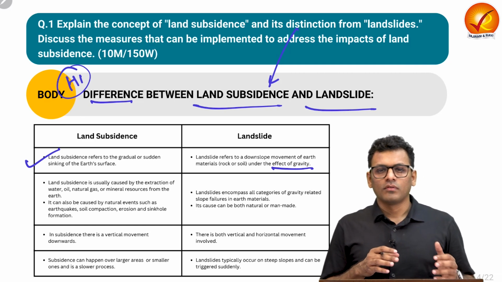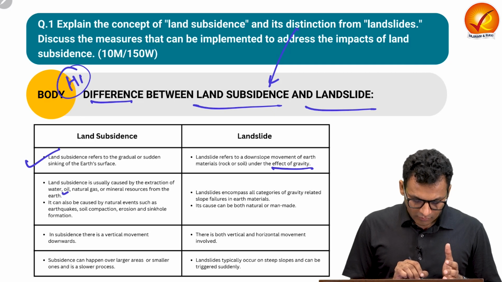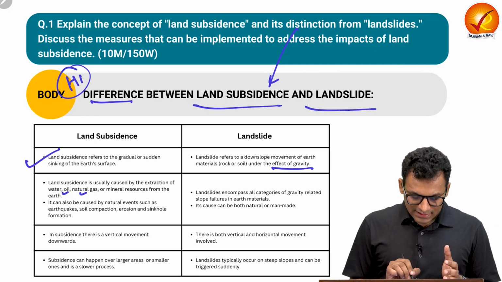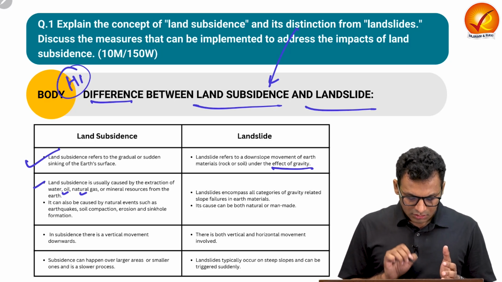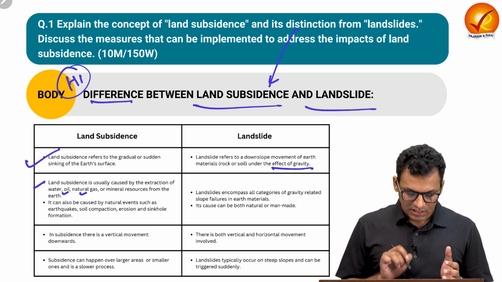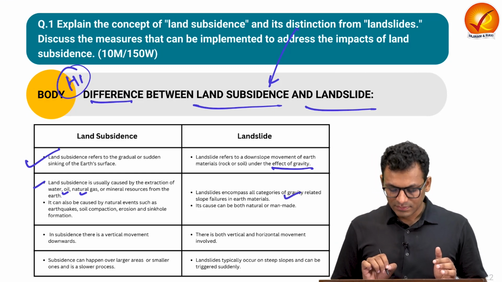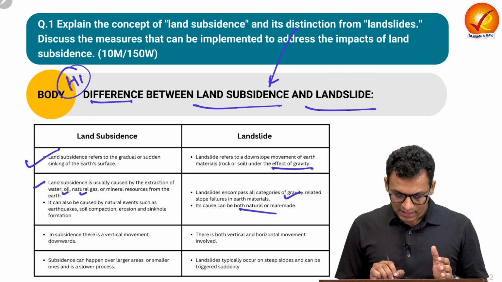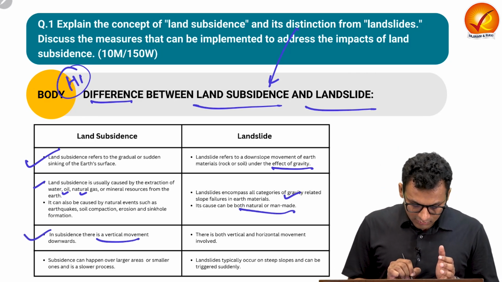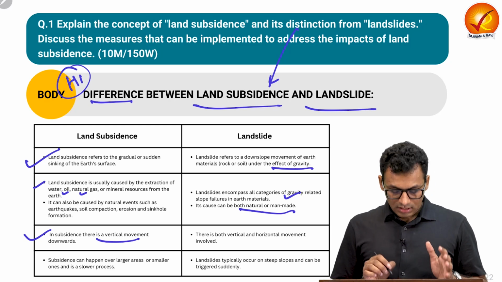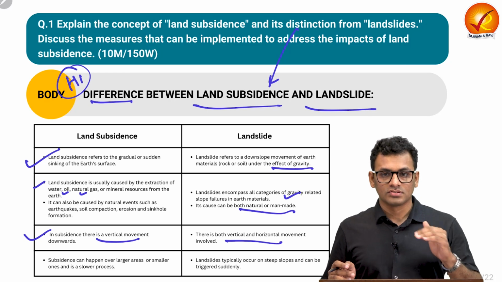Second, you can talk about the different kinds of origins, as in land subsidence can be because of extraction of oil, water, natural gas, and it can also be natural events such as earthquake, soil compaction, erosion and sinkhole formation. With respect to the landslide, again it is with respect to gravity, where natural and man-made reasons can be there. Now this is a vertical movement downwards with respect to land subsidence, whereas for landslide it can be both vertical as well as horizontal movement.